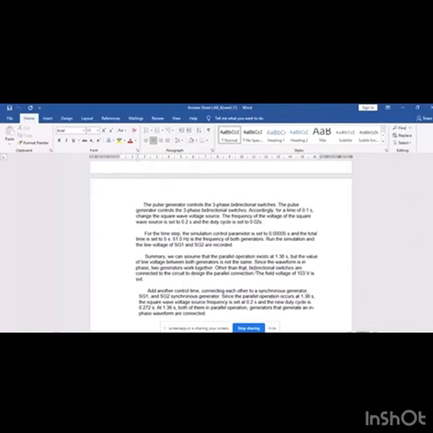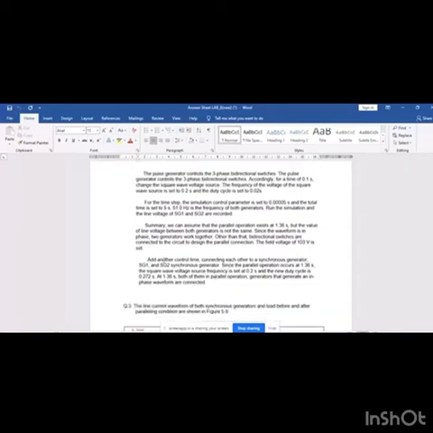Other than that, bidirectional switches are connected to the circuit to design the parallel connection. VF of 0.3 volt is set. Lastly, add another control time connecting each other to the synchronous generators SG1 and SG2.